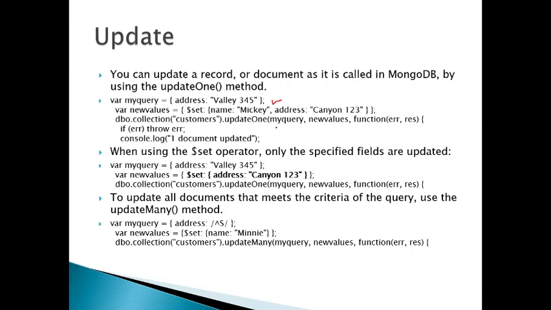db.collection.updateOne, my query, no. We don't need to declare all the variables here. We can directly provide this object here, and we can directly provide this object here. So we are searching for value 345 and replacing that record with this one. It will update only one document at a time. When using the set operator, only the specific fields are updated. This query will only update the name and the address part. Any other field will not be updated.